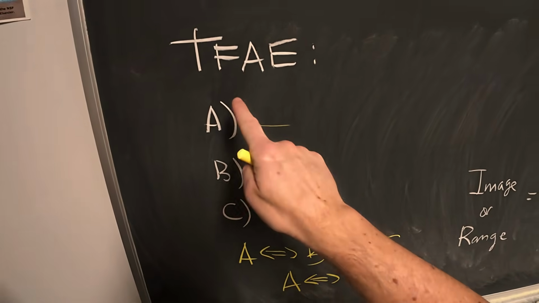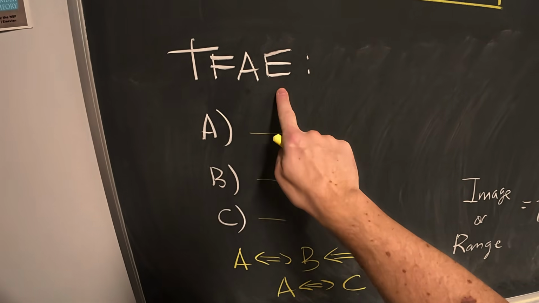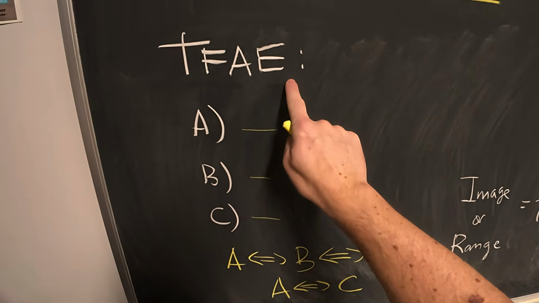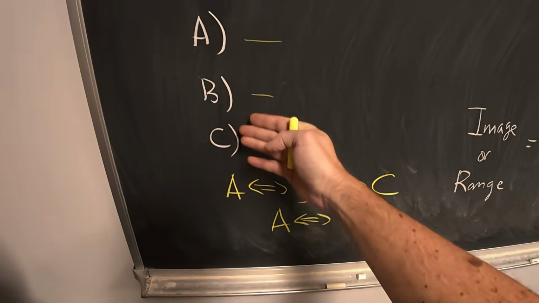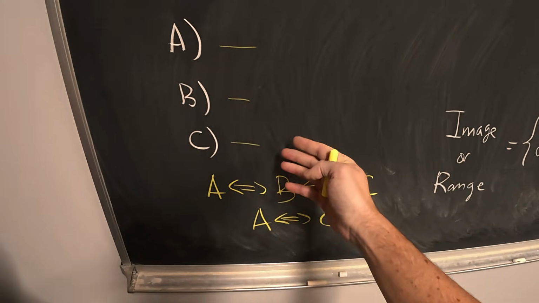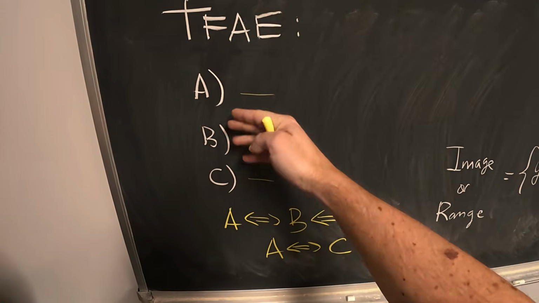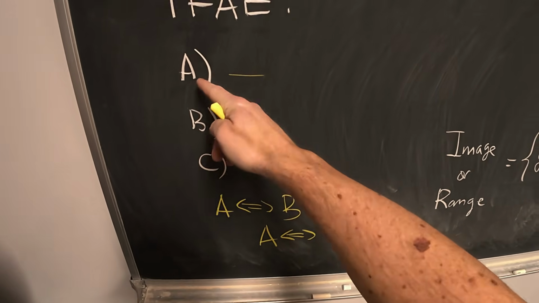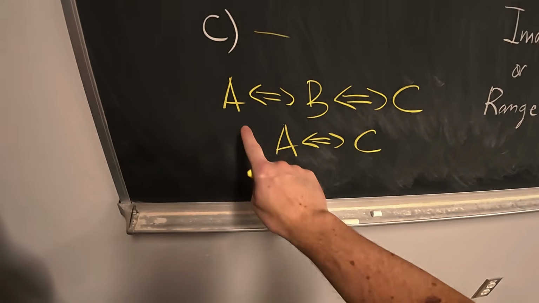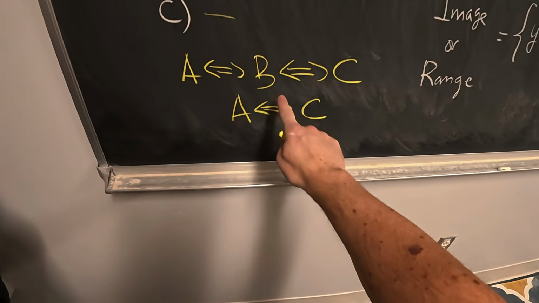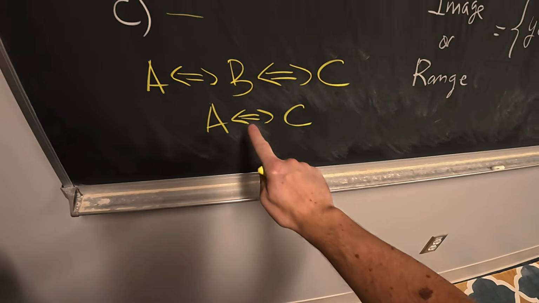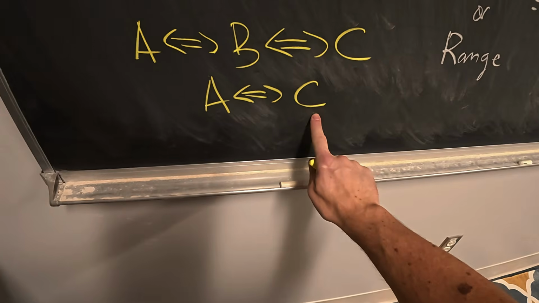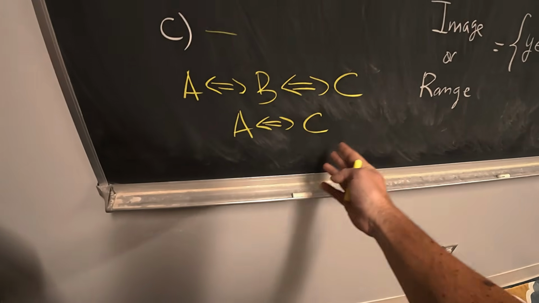Sometimes you will also see that a professor writes TFAE. That means the following are equivalent, and if there are, for example, three mathematical statements, the following are equivalent means that every pair of those are equivalent to each other. So A if and only if B, B if and only if C, and A if and only if C. So they are all equivalent.